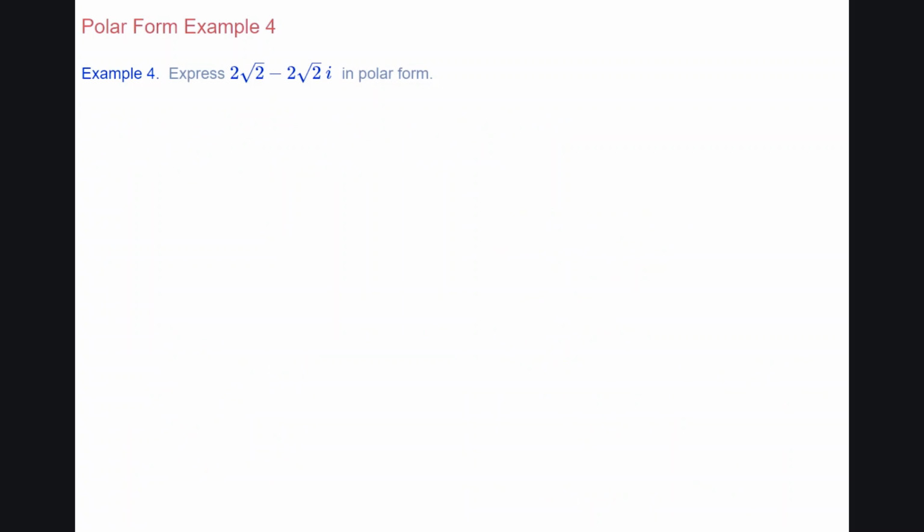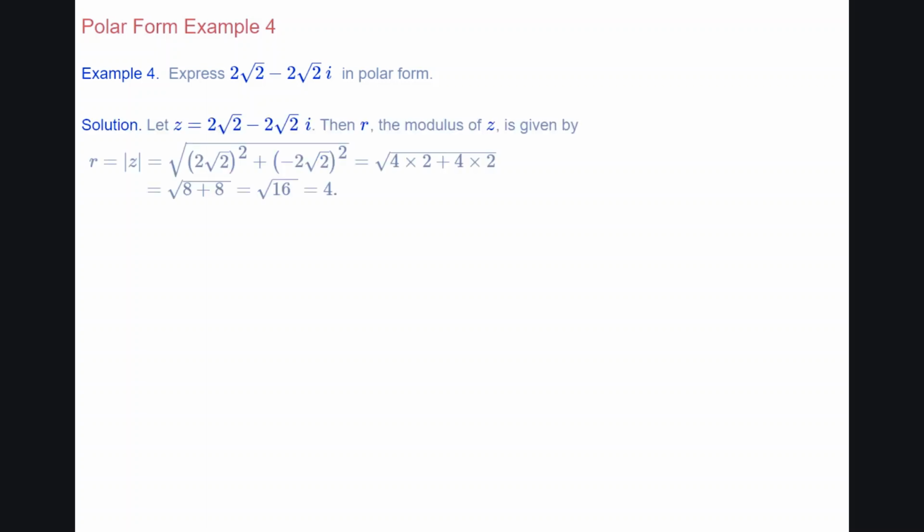Example 4, express 2 root 2 minus 2 root 2 i in polar form. Well, again, we let z equal 2 root 2 minus 2 root 2 i. So r, the modulus of z, is now given by the square root of 2 root 2 all squared plus minus 2 root 2 all squared. That's the square root of 4 times 2 plus another 4 times 2, square root of 8 plus 8, which is the square root of 16, which is 4.